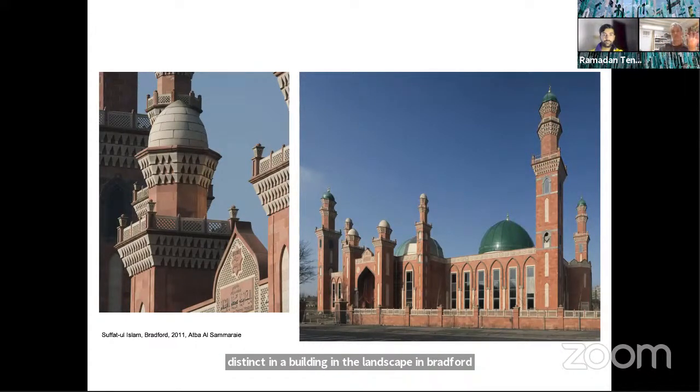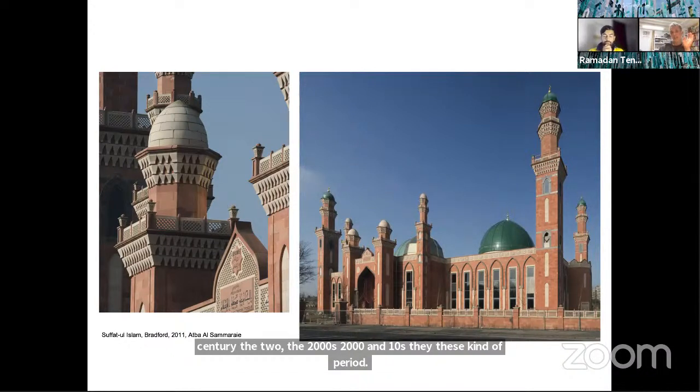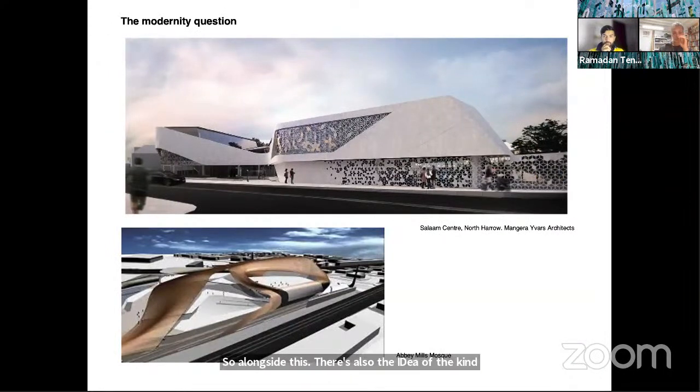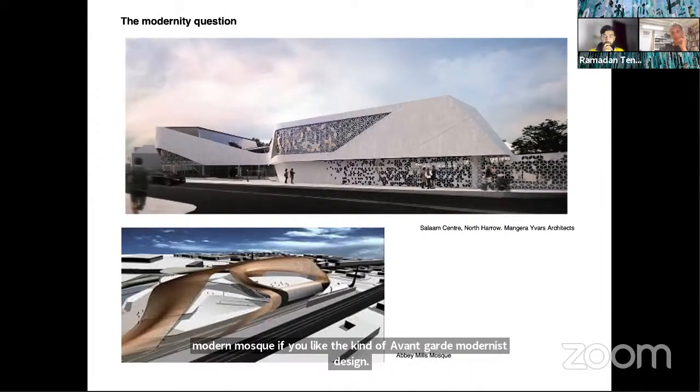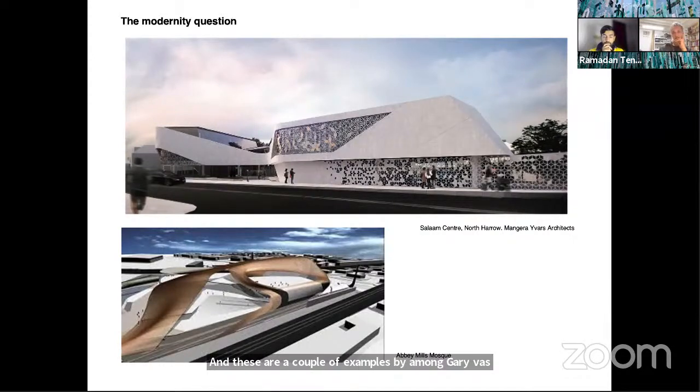And a number of mosques in this vein were built in the early 21st century, the 2000s and 2010s. Alongside this, there's also the idea of the modern mosque, the avant-garde modernist design. These are a couple of examples by Mangerevar's architects. Here you can see that the visual language and the aesthetics are very different now. They're architecturally more avant-garde, modernist, contemporary, so their references are very different. The root sources for their architectural language are very different from those buildings that are looking to Islamic history.